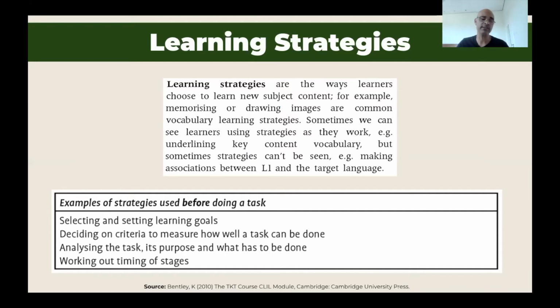So here we have some examples of strategies that learners can use before a task. Selecting and setting learning goals, deciding on criteria to measure how well the task can be done, analyzing the task, its purpose, and what has to be done, working out timing of stages, so how long each stage should be. This is a list of examples of strategies that students can use before doing a task.